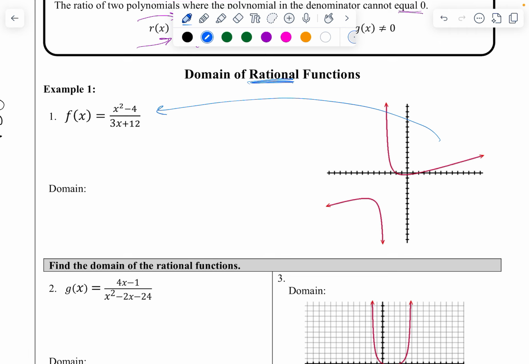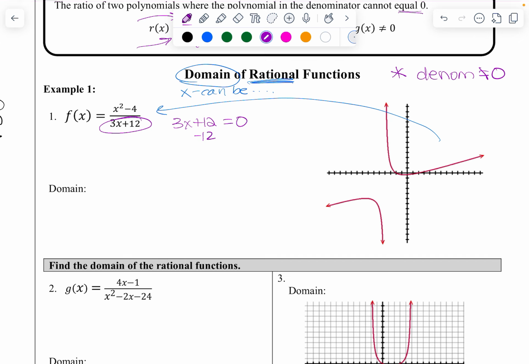Remember that our domain describes what x can be. Another way of describing it is to know what x cannot be. And when we're talking about domain within rational functions, there's this red flag: the denominator cannot equal 0. So we take the denominator, 3x plus 12, and set it equal to 0 so that we know what we don't want it to be.